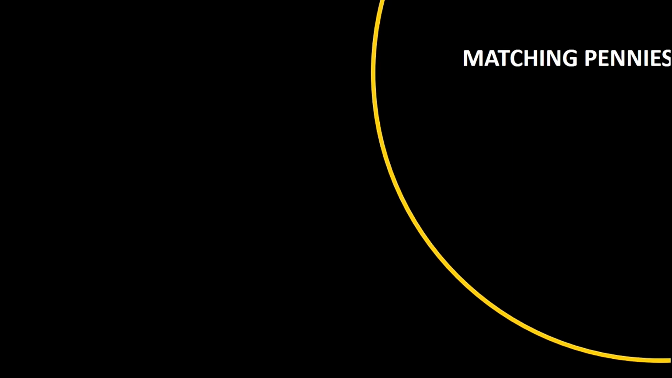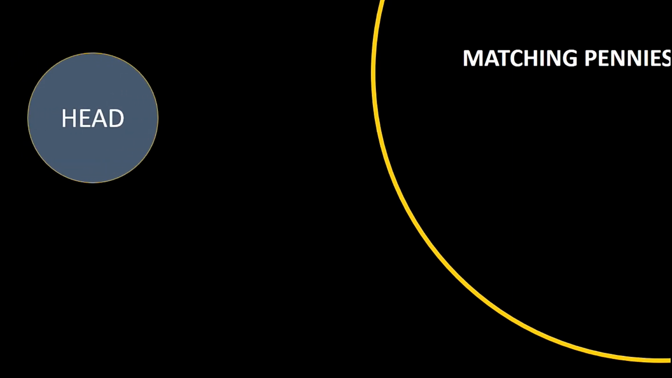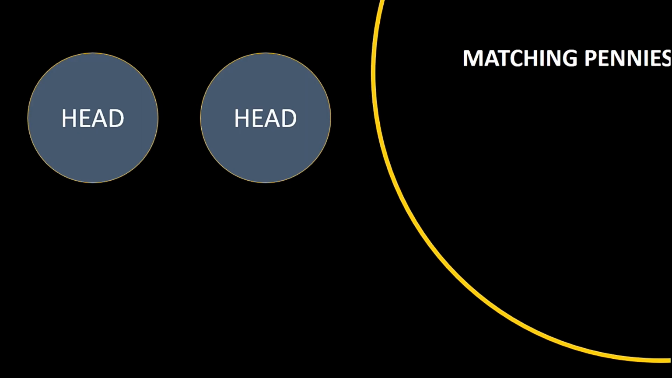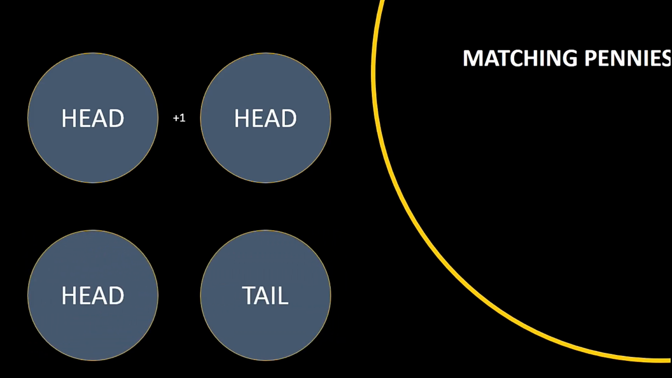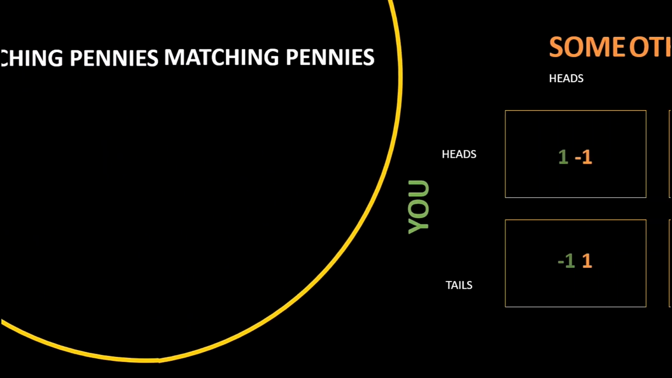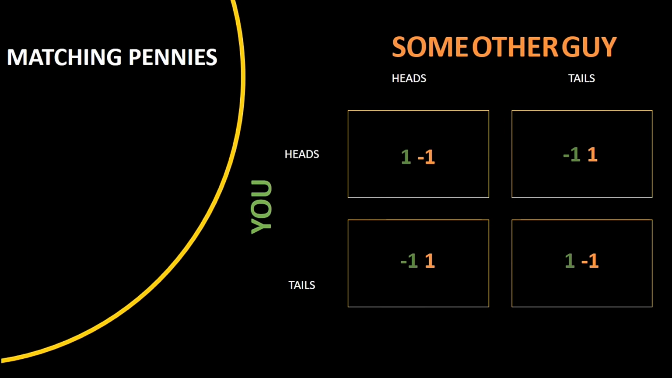The rules are, if you choose the same as your opponent, you are going to get the penny. But if yours and your opponent's sides are different, then you are going to lose the penny and your opponent is going to get it. These are all the outcomes of the game of matching pennies.